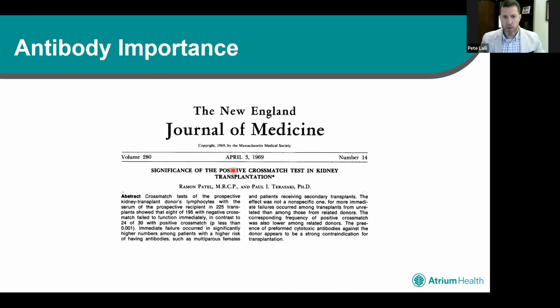So if we go back to the late 1960s, we were able to identify that anti-HLA antibodies in transplant were incredibly important for the survival of a graft. So this goes back to Dr. Patel and Dr.